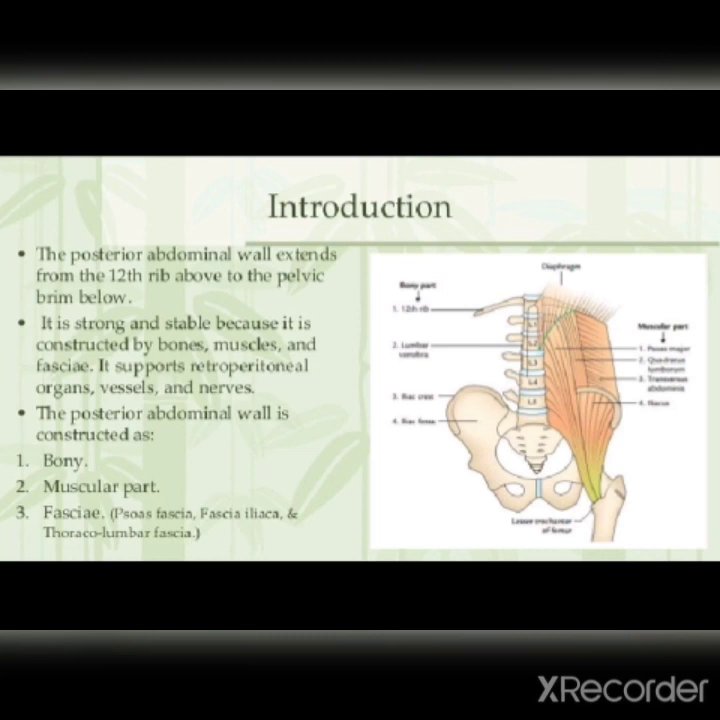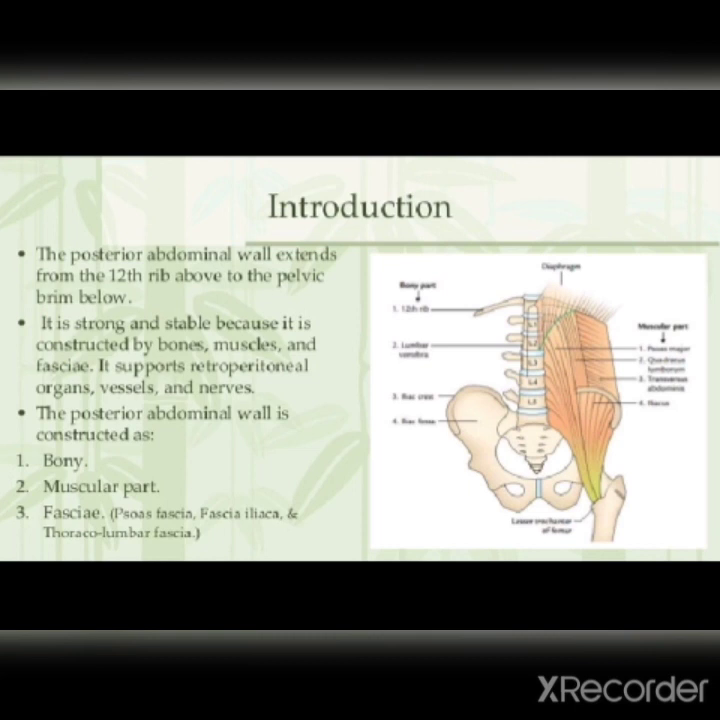The lumbar bones, all the lumbar vertebrae, and the various posterior abdominal muscles: the iliacus, psoas major, quadratus lumborum, transversus abdominis. These are the muscles of the posterior abdominal wall, along with the fascia covering these muscles. It supports retroperitoneal organs, vessels, and nerves.